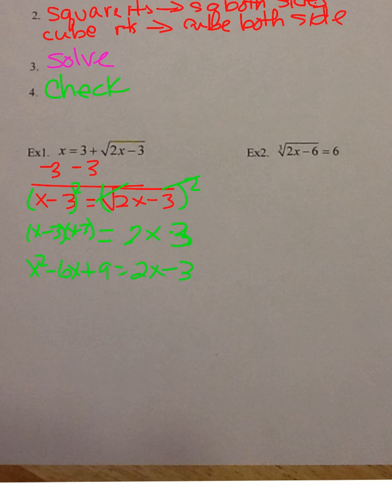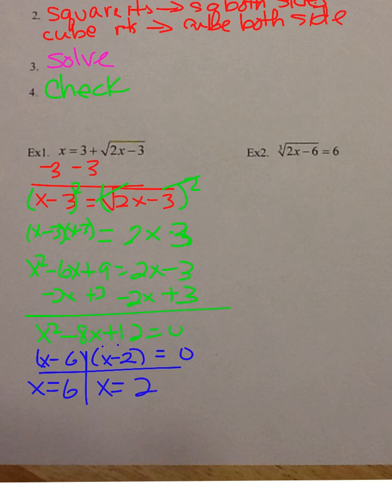So we're going to solve the quadratic. We will add 3 to both sides and subtract 2x. So I get x squared minus 8x plus 12 is equal to 0. Okay, so now I'm going to solve. This is factorable. So what multiplies to 12 and adds to 8? That would be 6 and 2. They're the same signs. They're both negative. T-chart, I get x is equal to 6 and x is equal to 2.